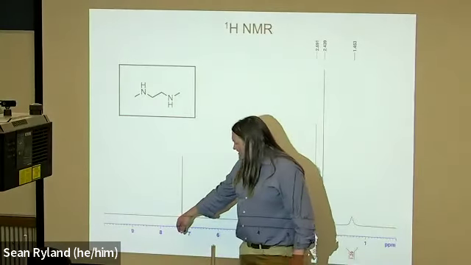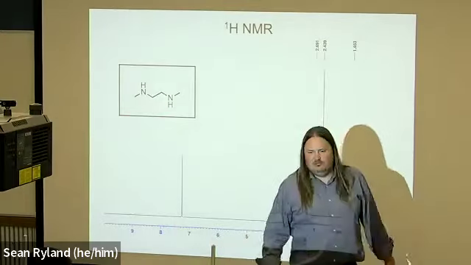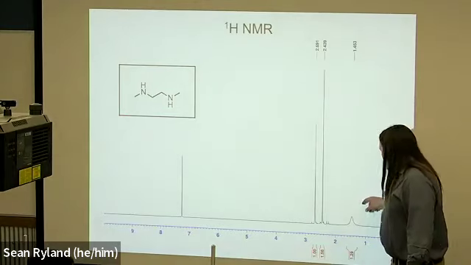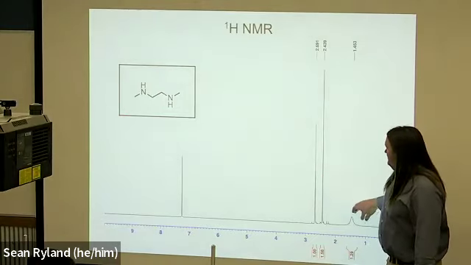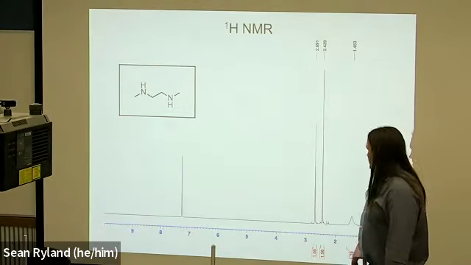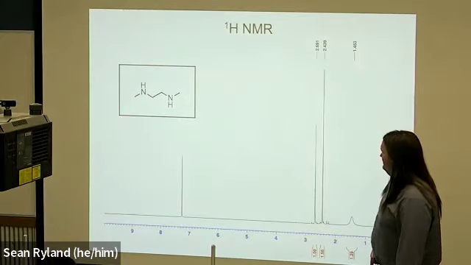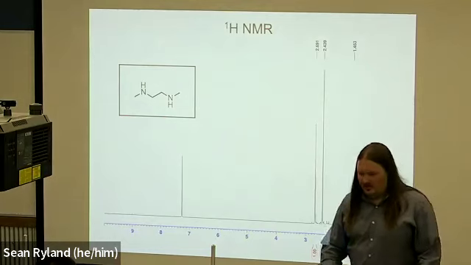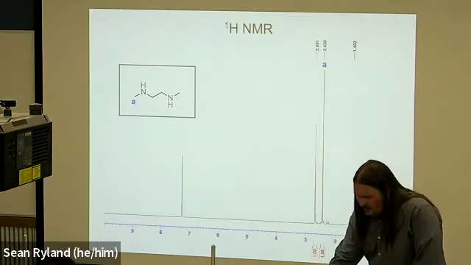I bet that this is acetone, because it's not labeled down here. But just by looking at these peaks, we could probably figure out what goes where. Some of these are pretty close to each other, so trying to figure out which one's more de-shielded is a little bit tricky.